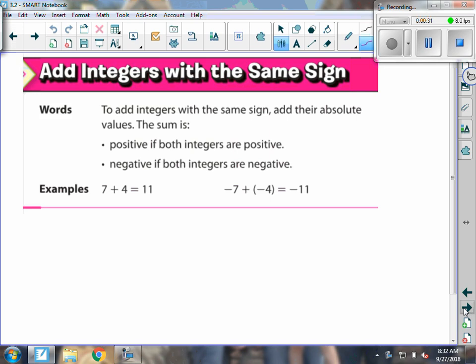So to add integers with the same sign, you add their absolute values. If the signs are the same, like a -7 and a -4, we add them together, and it's -11, just like 7 plus 4 is 11. You add them like you would normal numbers, but you keep the negative. So if your signs are the same, you just add them together.